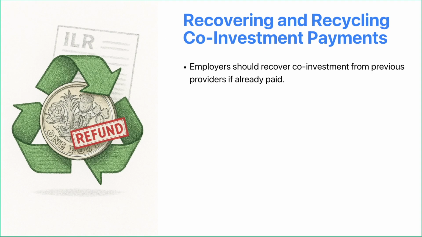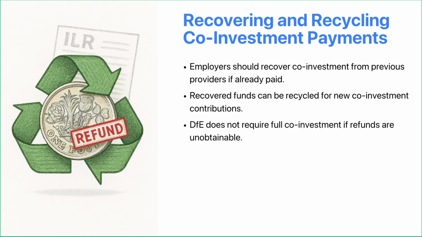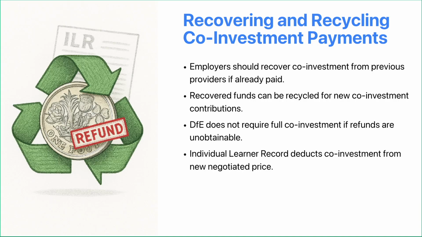If the employer has already paid the full co-investment contribution to the previous provider, they should try to recover that money from their previous provider. Once recovered, they can recycle this money and pay it to you to cover the co-investment contribution based on the new total negotiated price. However, if the employer is unable to get a refund from the previous provider, the DfE does not expect them to pay the full co-investment contribution again to you. The individual learner record will automatically subtract the appropriate co-investment rate from the new total negotiated price you've agreed.